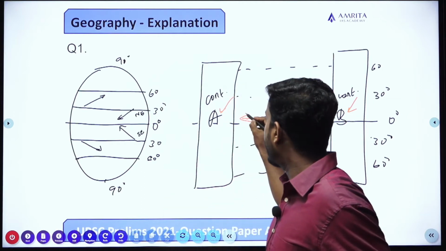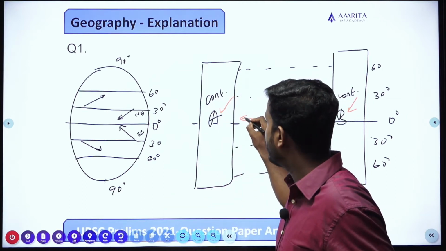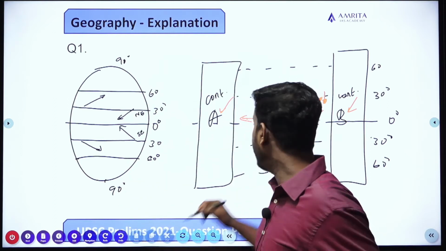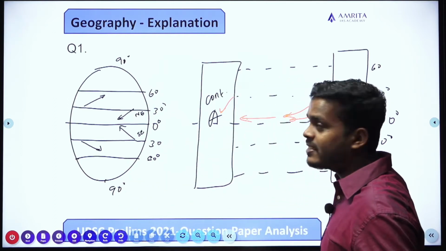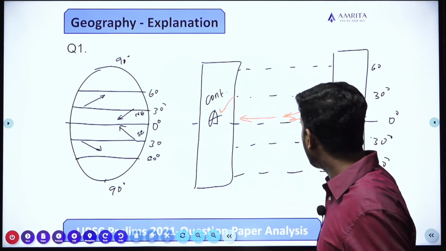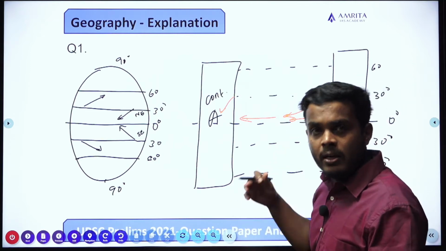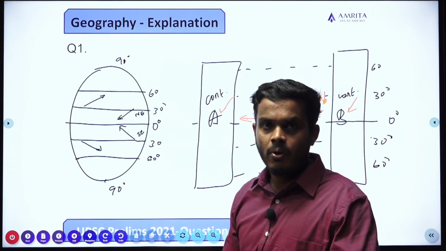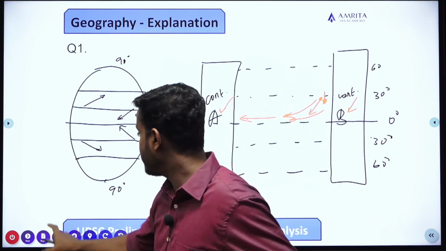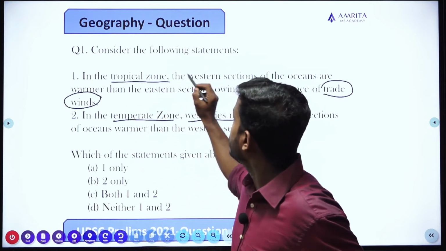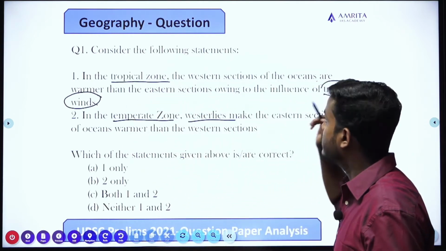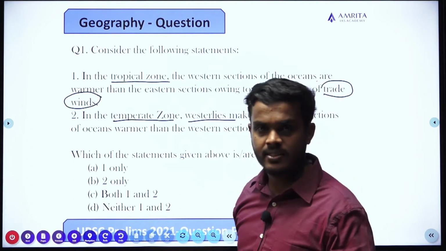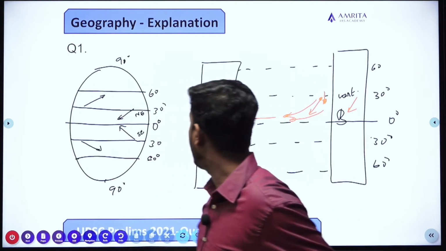Okay, now we have what? On the western part of the ocean in the tropical latitudes, warm water, and along the eastern part of the ocean, due to the upwelling phenomena, we will have cold water. Okay, now we will go back to the first statement. In the tropical zone, the western sections of the ocean are warmer than the eastern sections owing to the influence of trade winds.